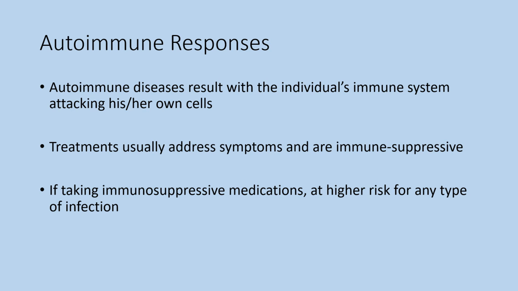Lupus is an example of this. As an example, I have a sister-in-law who has lupus, and because of the medication she's on, she knows that it's immunosuppressive. That puts her at a much higher risk for developing any other type of infection. Because of this, she has to be very careful.